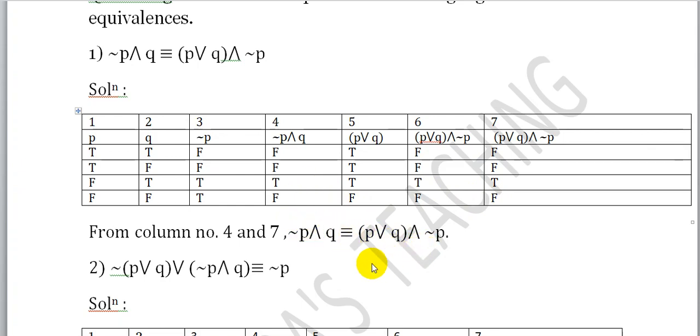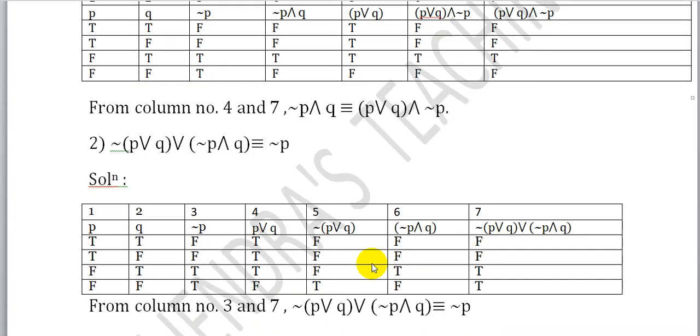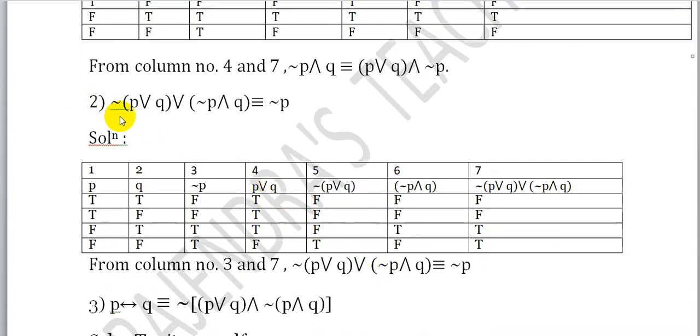So first one completed. Now see question number 2. In it, negation of (P or Q) or negation (P and Q) is equivalent to negation P, means its left hand side must be equal to right hand side. It is an equivalence relation. So for its solution, we see that there are two different letters only. So we write in the first column P and second column Q. So for P double T double F and for Q TF TF.